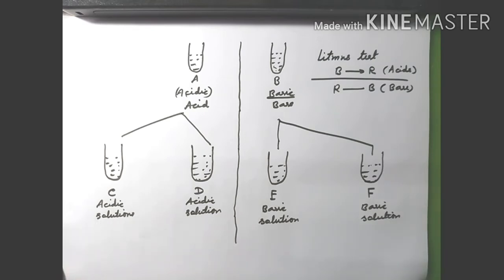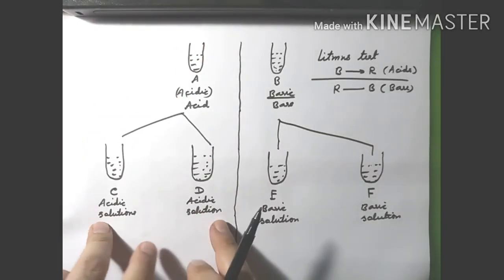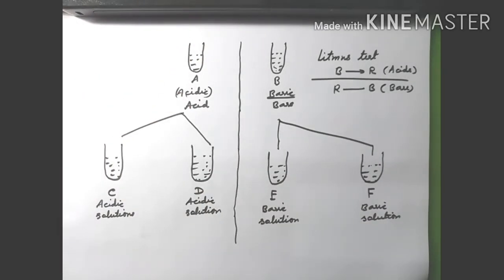Now we see the new thing here. Suppose both of these solutions are acidic. This is also acidic, this is also acidic, and both the solutions are acidic. Now we will compare which solution is more acidic and which solution is less acidic. Then how will we get an idea?